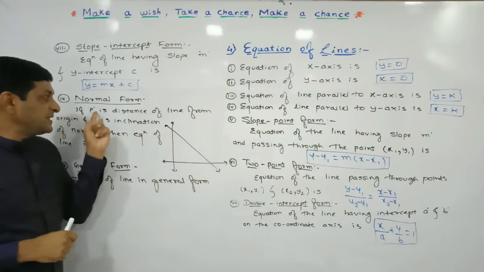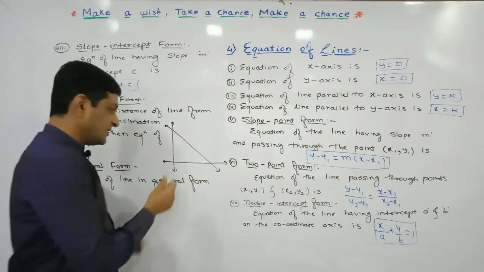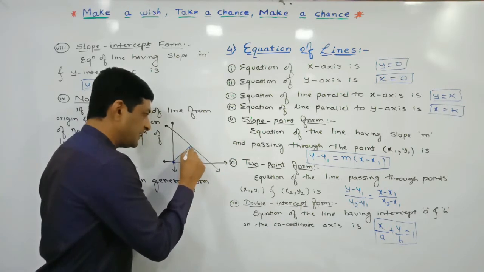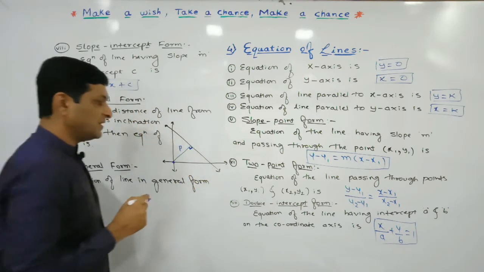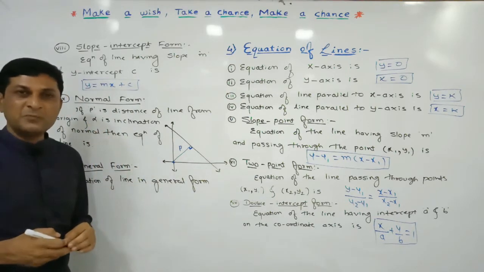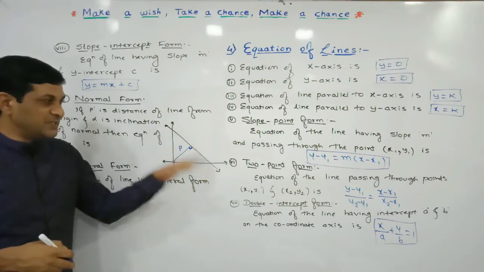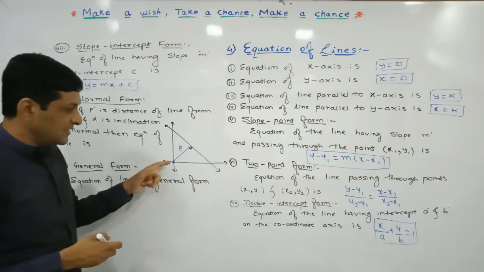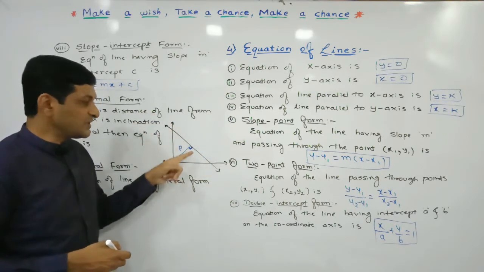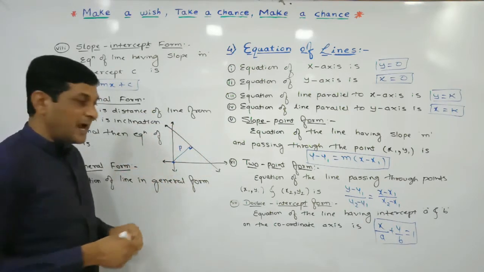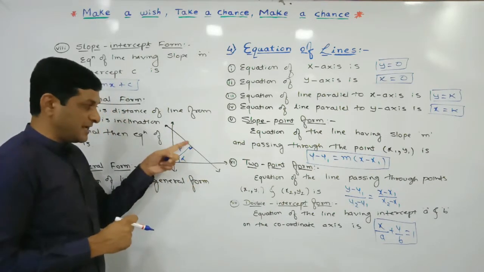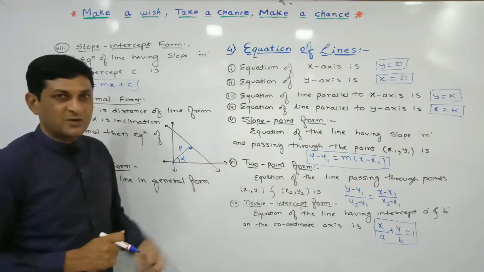Later on, let us discuss the normal form. If p is the distance of the line from the origin, so this is the origin, and let us suppose that the perpendicular distance of this line from the origin is p, and alpha is the inclination of a normal. Normal means a line perpendicular to this given line. In this case we can observe that this segment or this line is also perpendicular to our line. So such a line is called a normal. And here alpha is the inclination of the normal. Inclination means the angle made by this normal with the positive direction of the x-axis.